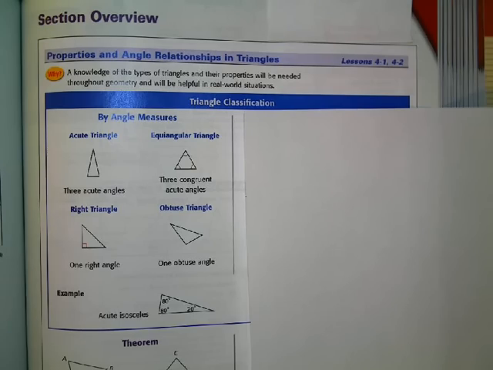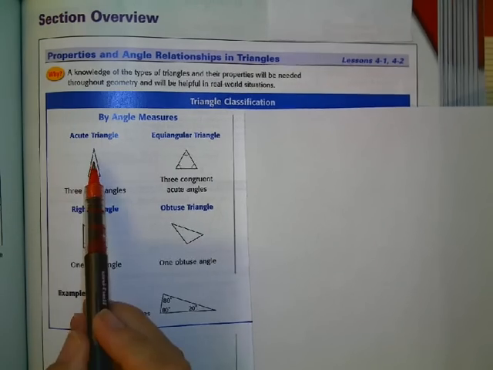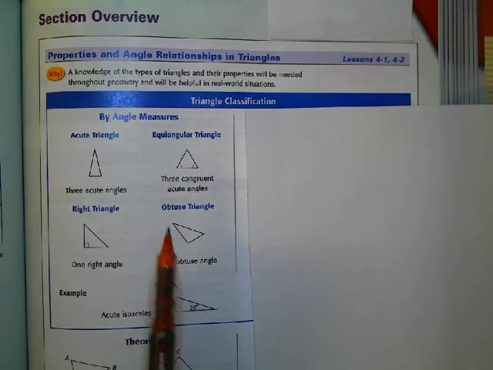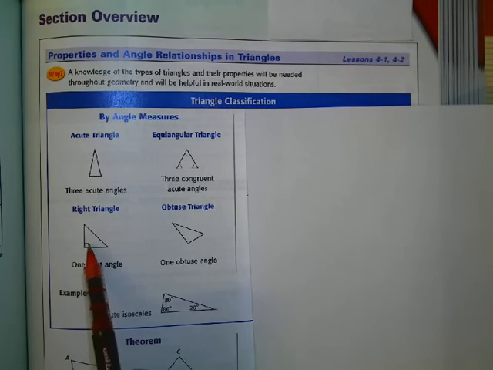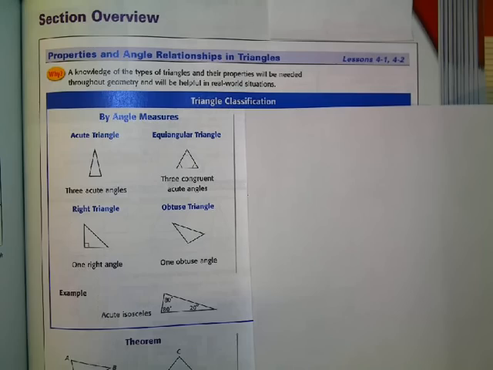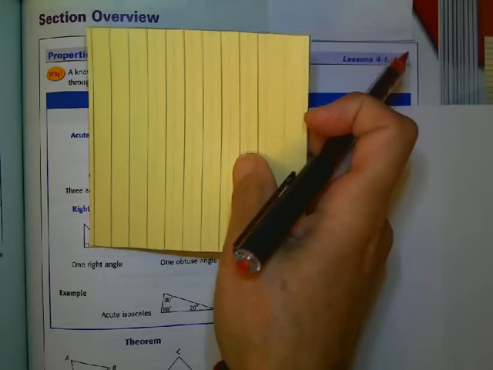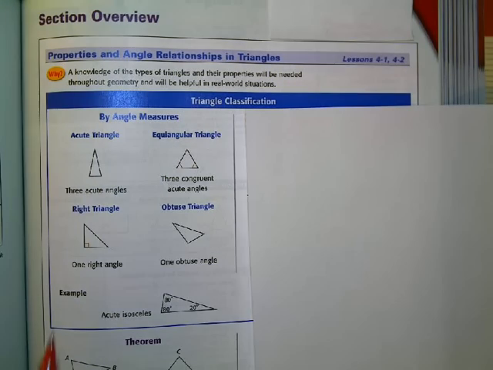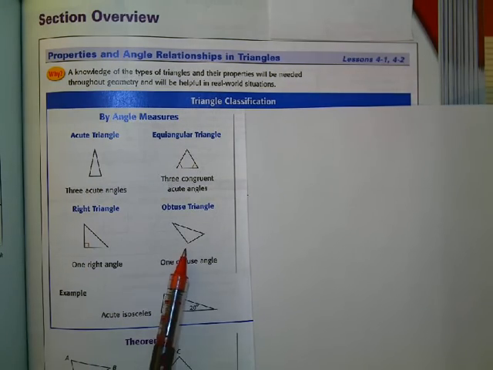If it's a right triangle, there's one 90-degree angle, so you could put a corner in there and see that the angle is 90 degrees. The third way we could look at it is if one of the angles in the triangle was more than 90 degrees, it made more than a corner, then it would be an obtuse triangle. Notice if you put your corner in here, there's a little bit more to the angle.